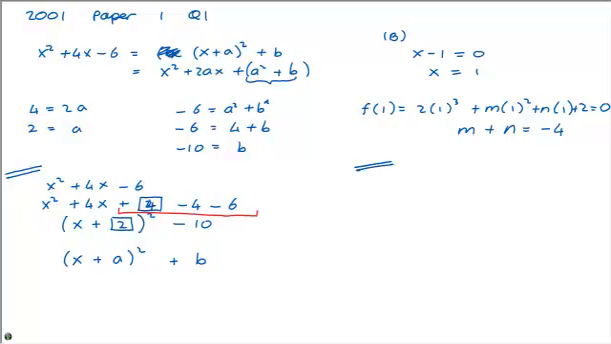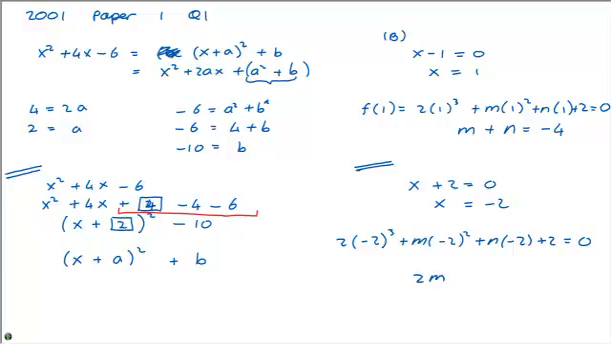The next factor you were given was x plus 2, so the root is minus 2. Again, being very fussy, you don't even need to write this, but we'll just say f of minus 2 is 2 times minus 2 cubed and so on, and that is equal to 0. When you work that down and tidy it up a little bit, 2m minus n is equal to 7.